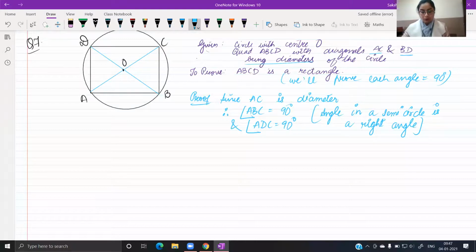Please keep in mind, whenever you use this property that angle in a semicircle is a right angle, you are trying to identify the angle formed by the diameter. The endpoints of the diameter will subtend an angle on the circumference of the semicircle. That angle will be called angle in a semicircle, and that will be equal to 90 degrees.